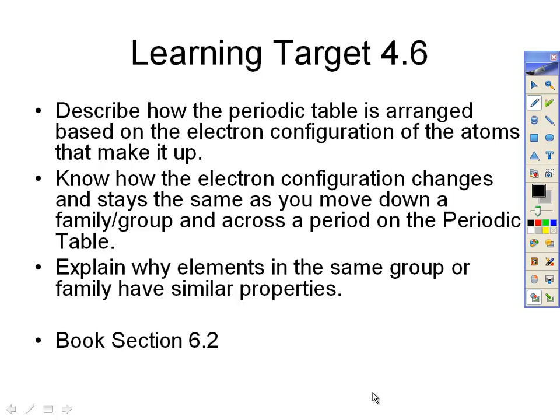In Learning Target 4.6, we are going to describe how the periodic table is arranged based on electron configurations. We are going to understand how electron configurations change and stay the same as you move both down a family or group and across a period on the table. And we're going to explain why elements in the same group or family have similar properties. You can also find additional information on this learning target in your book, section 6.2. So here we go.